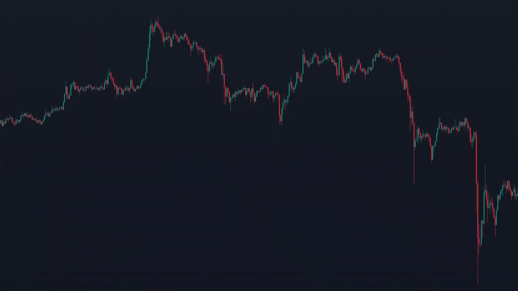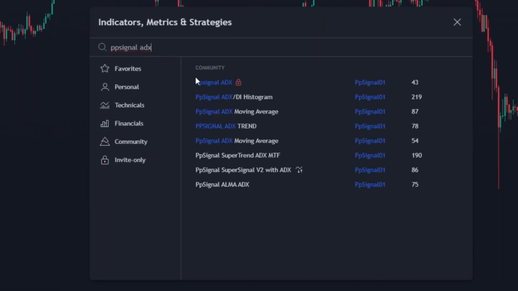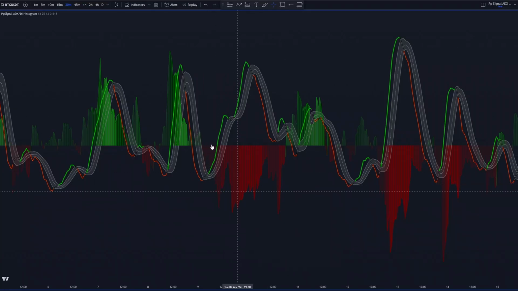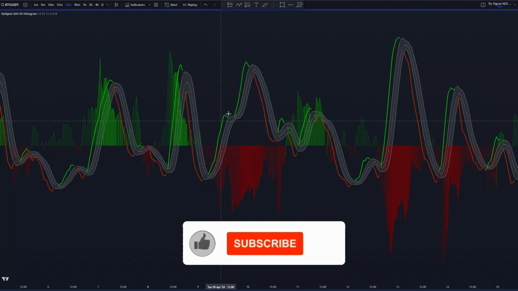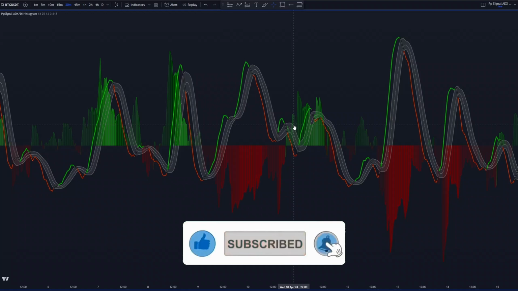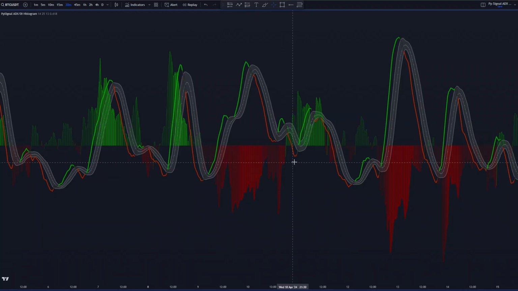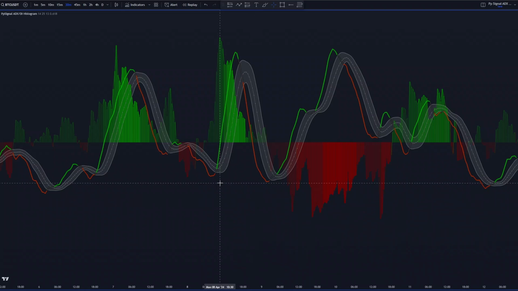Open the indicator section and type PP signal ADX, and open this one, PP signal ADX DI histogram. This indicator is a combination of three different indicators. There is the ADX, which is this colorful line, the Bollinger Bands, and the DI, the directional index indicator, which is this histogram here.